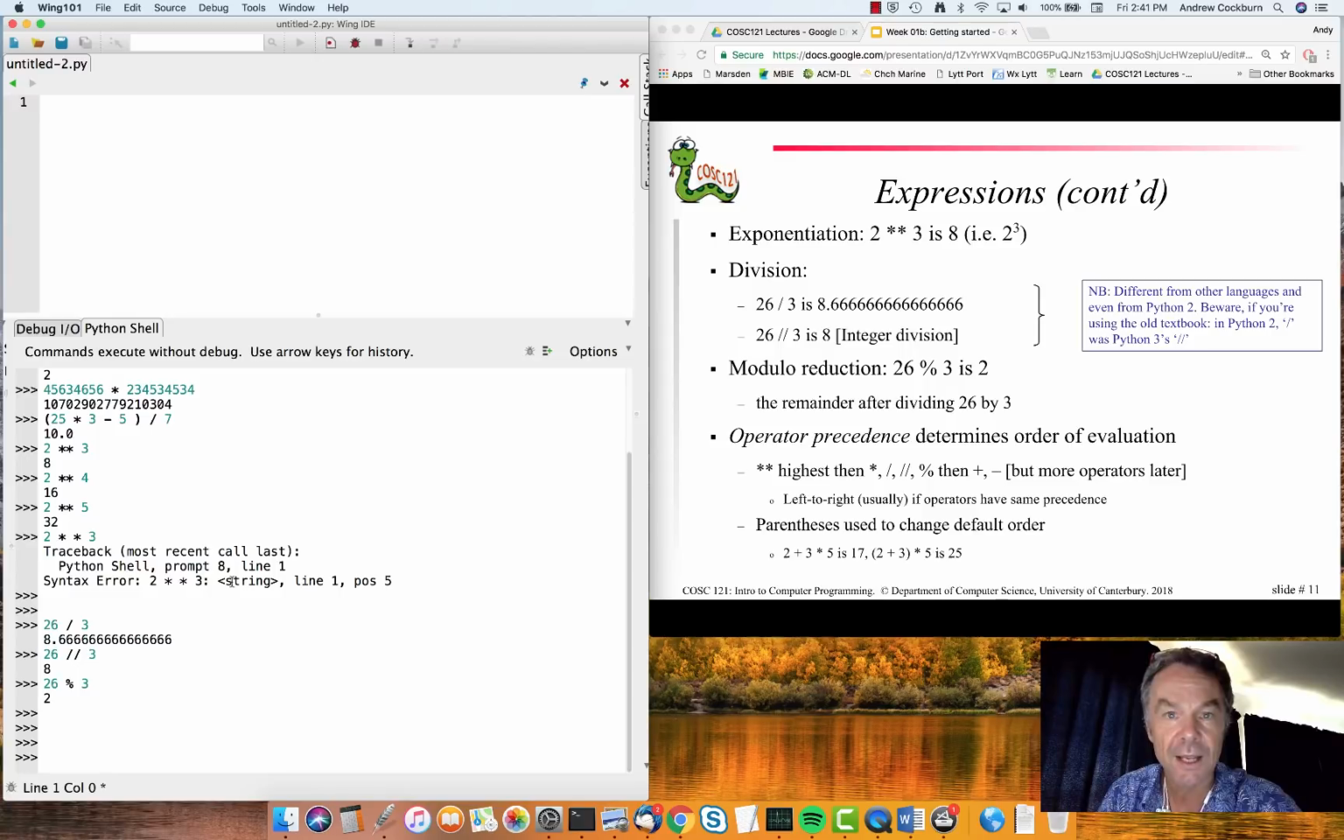Exponentiation ** has the highest precedence, meaning if an expression contains an exponentiation operator, it'll be performed before all of the other components. Then there's a series of operators with equivalent precedence: multiplication, division, integer division, and modulus. And then we have another set of operators with equivalent precedence: plus and minus. There are also many other operators that we'll introduce later in the course.